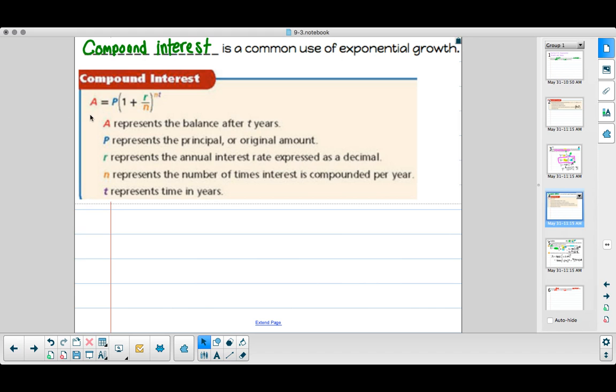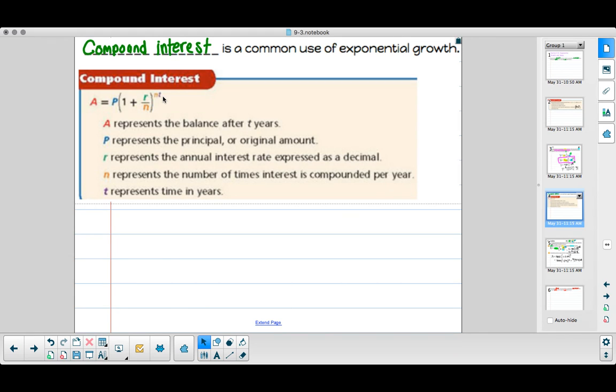The formula for compound interest is A equals capital P times the quantity 1 plus R over N, all raised to the N times T power. When we did compound interest in 7th grade, time was always in years and everything was compounded yearly. But that's not typically the case.